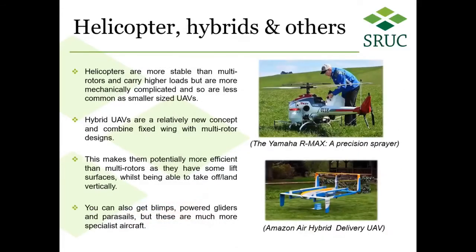Helicopters are another option as well. You don't see them so much. Again, mechanically more complicated, but they're a bit more efficient. Generally, you see them in larger sized UAVs, which is a precision sprayer there.